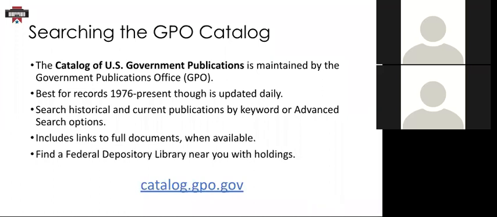GPO's catalog has the same basic functionality as our catalog, so I won't go into search strategies, but some useful things to note are results in the GPO catalog will include direct links to the full document when available. And the catalog also has a locate a library feature within each record. So you can use that feature to find a nearby Federal Depository Library that could help you find that particular publication you're looking for.